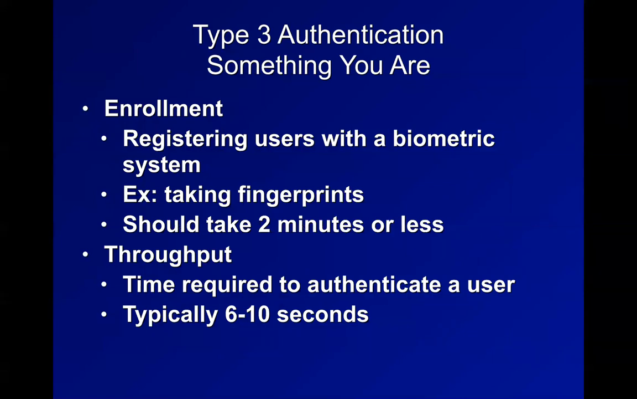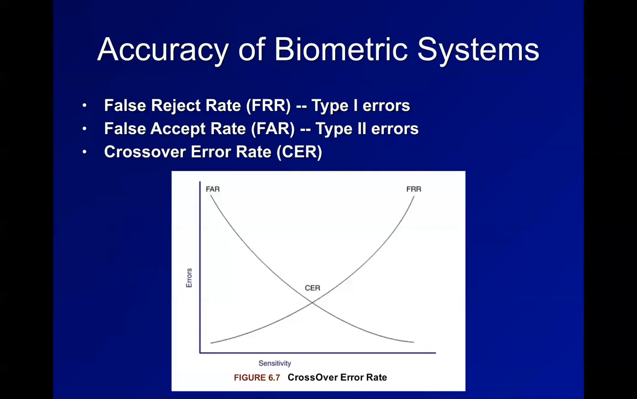The issue is how accurate is it? What's the false accept rate? What's the false reject rate? And how hard is it to enroll? So here's the thing: all biometric systems have these parameters. There's a false accept rate and a false reject rate, and there's sensitivity.